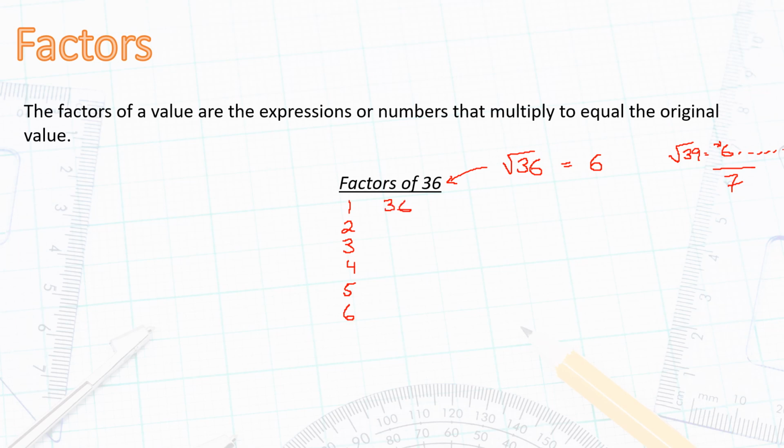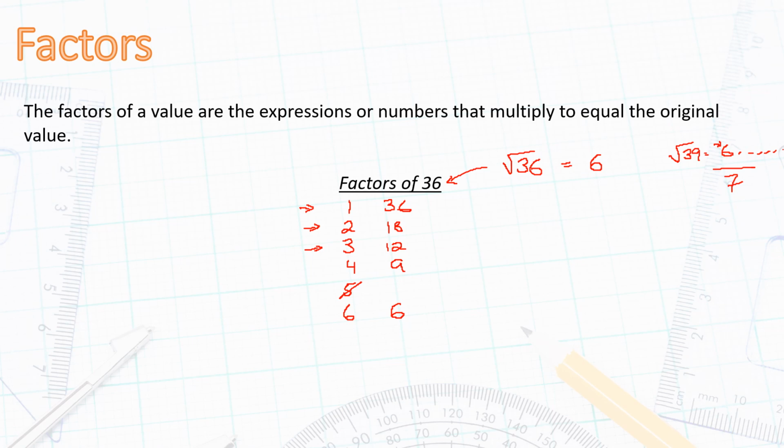If I'm checking 2, I'm taking 36, dividing it by 2, and seeing what I get. 36 divided by 2 is 18. 36 divided by 3 is 12. 36 divided by 4 is 9. 36 divided by 5 is not a whole number, so we say that's not a factor. And 36 divided by 6 is 6. So these are my factor pairs. Each line here represents a pair of factors, two numbers that multiply to equal 36.